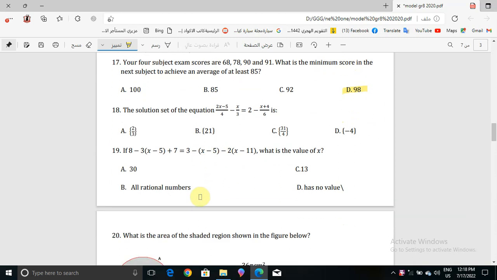Now question number 18. We have 2x minus 5 over 4 minus x over 3 is equal to 2 minus x plus 4 over 6, right? We have different numbers on the denominator, so we want to make it the same denominator. So we'll multiply each number by 12, like the LCM of 4, 3, and 6, it will be 12, right? So for that, we will multiply every number by 12. Like here, you multiply this number by 12.